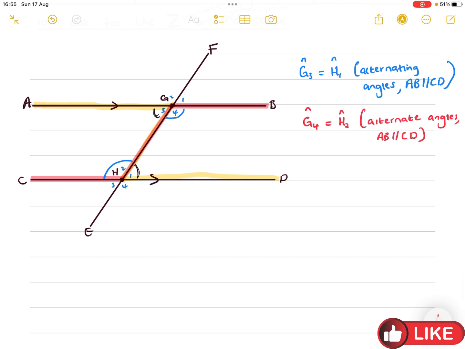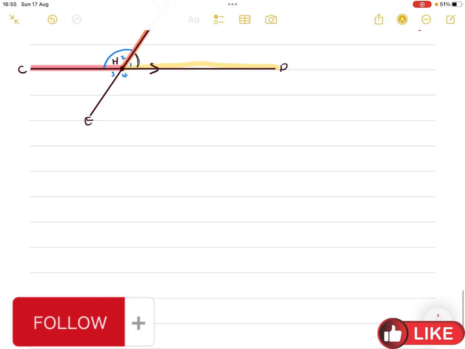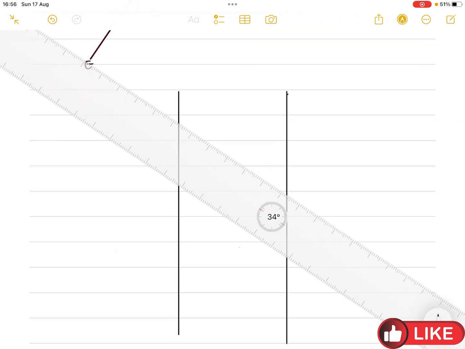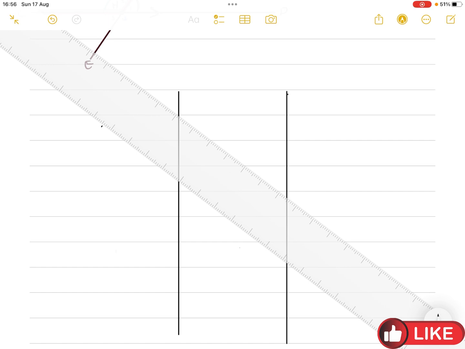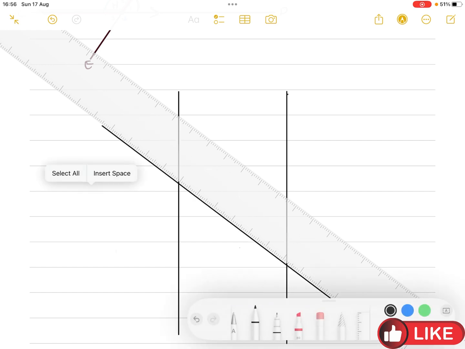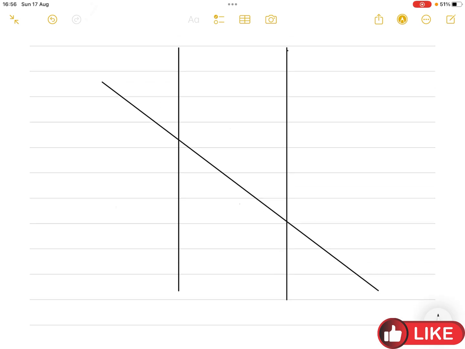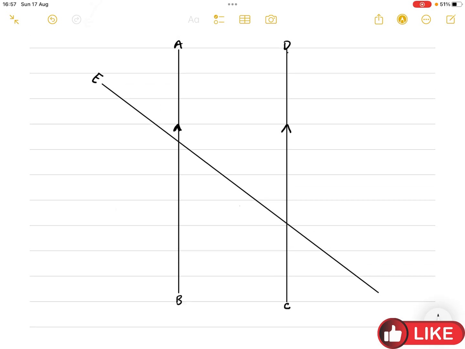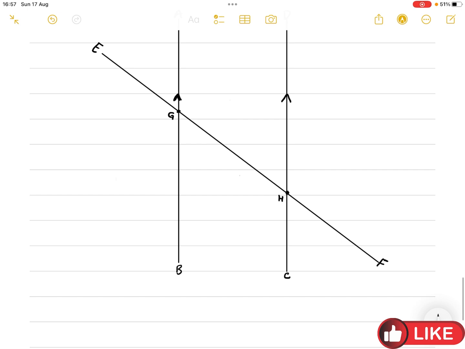Now I want to check for an N shape. These two lines are parallel and they are cut by a transversal. A transversal is just a line that intersects these parallel lines. I have a line EF which intersects the parallel lines at G as well as H. So here are the points of intersection. Now my angles are labeled G1, G2, G3, G4, H1, H2, H3, and H4.